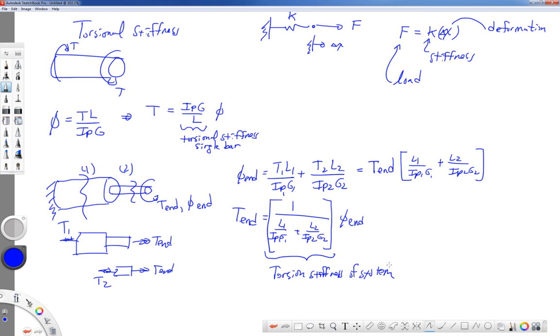The key is that we have a torque at the end and an angle at the end. Now you can do a test in a lab where you can measure the torque and you can measure the angle of twist on a structure, and you can divide those two numbers and you can get your torsional stiffness that way. Okay, so it'd be something like Newton meters per radian. It's a very useful concept.